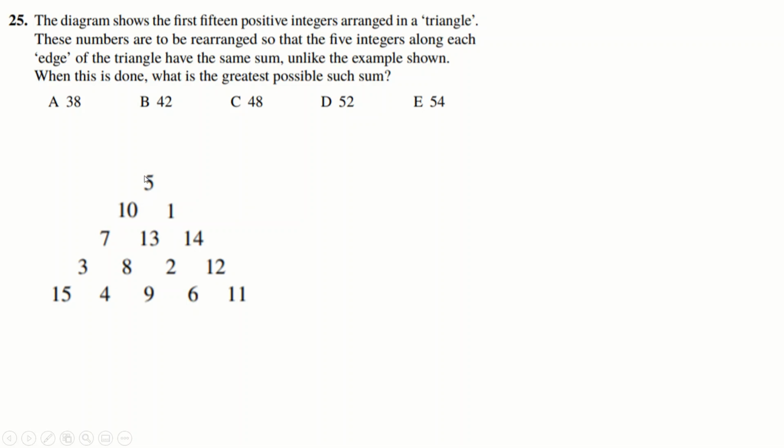So let's do that first. Let's add up this edge, and that gives us this. This edge added up is this, and this edge added up is this. And apparently, we want all of these sums, these edge sums, to be the same number. And not only that, but it's asking us what's the largest that's possible to make that number once you have it all the same.